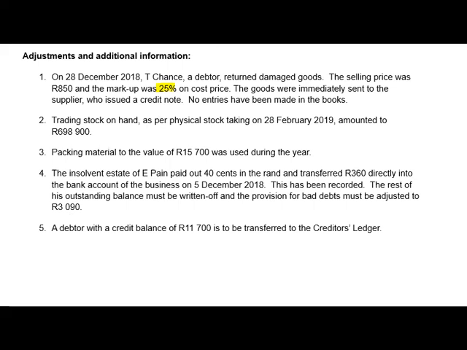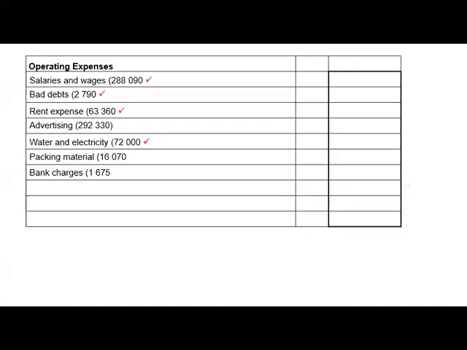For instance, this one here, they said packing material to the value of 15,700 was used during the year. What do you do with that? You put it under operating expenses, but do I put it in brackets? No. I don't put it in brackets because they said it's packing materials used. You put it right at the end. And then you minus, and then you get 370. But that 370 goes to the inventory as consumable stores on hand.